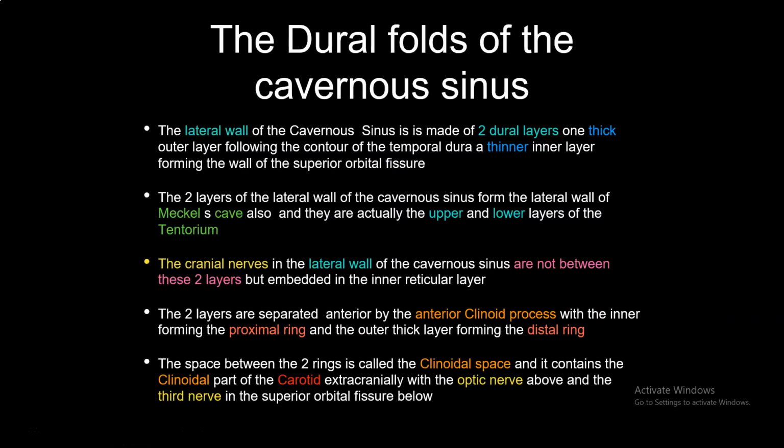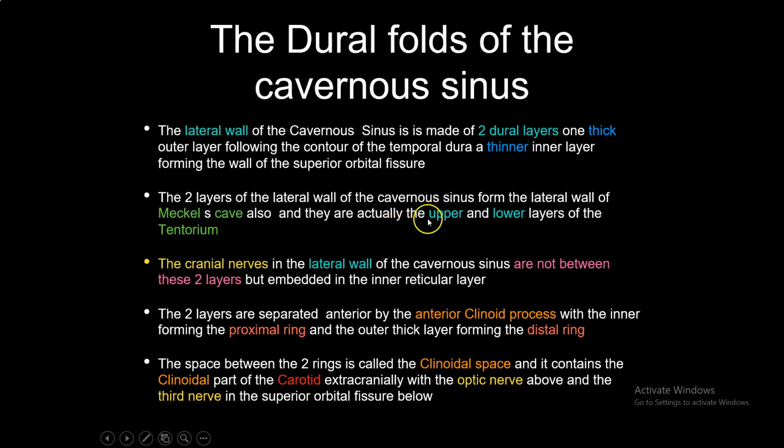The dural folds of the cavernous sinus: as we said, the lateral wall of the cavernous sinus is made of two dural layers, one thick outer layer following the contour of the middle fossa of the temporal dura, and a thinner inner layer of dura, which forms the wall of the superior orbital fissure, as we'll see now. And the two layers of the lateral wall of the cavernous sinus form the lateral wall of Meckel's cave also, and they are actually the upper and lower layers of the tentorium.